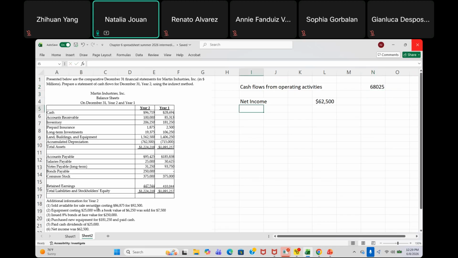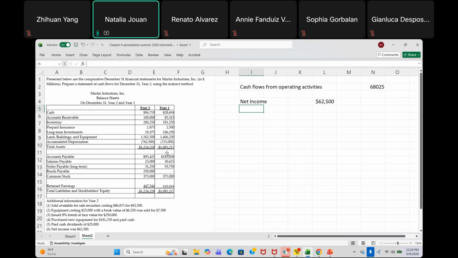Let's look for any non-cash expense, to see if we can add that back, and that will be in the additional information. Purchase, pay dividends, sold. Equipment costing, with the book value, was sold, issued bonds, purchase equipment, pay dividends. I don't see any depreciation, but I do see a change in accumulated depreciation.